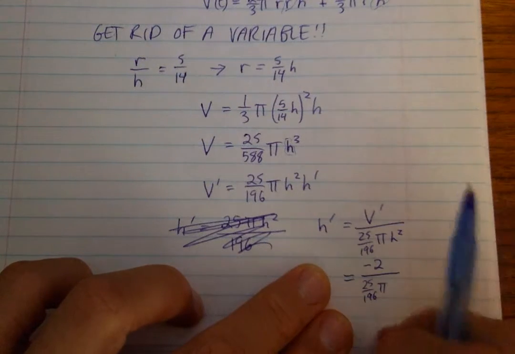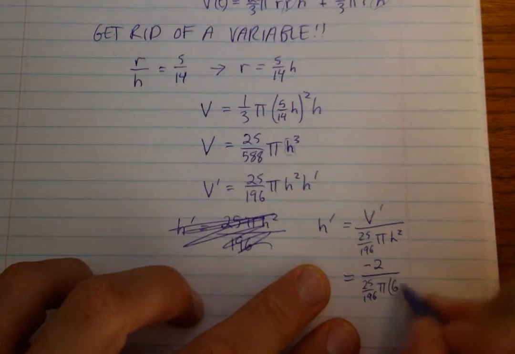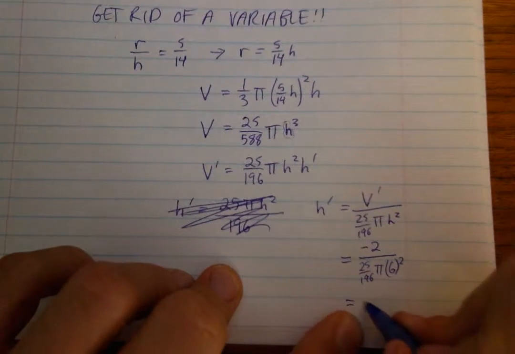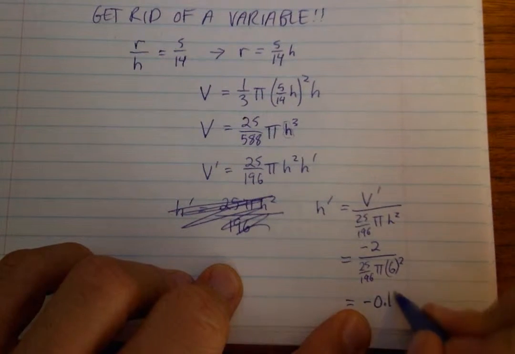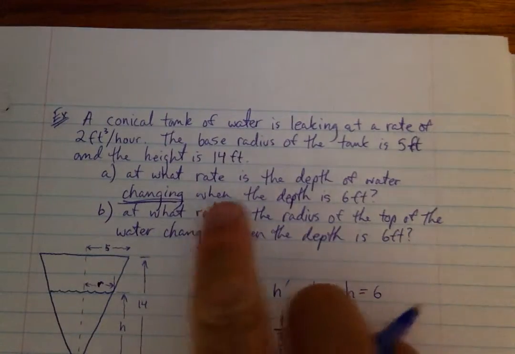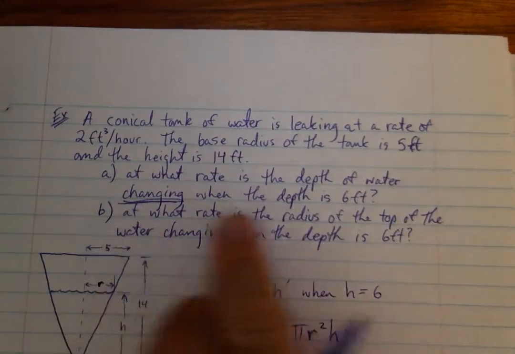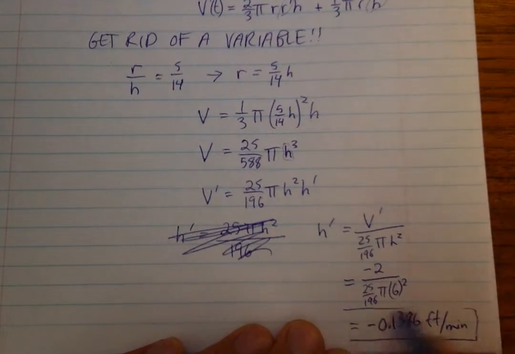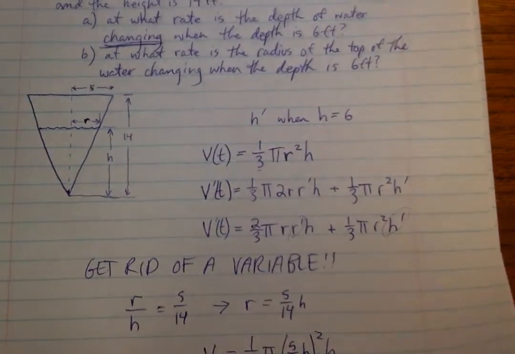Well, what was our h? It was 6. So 6 squared. And that gives us -0.1386. And what were our units? Well, we just looked back up. They're saying, what rate is the depth of the water changing? Well, the depth of water is changing at feet per minute. Right in the nick of time. Excellent.